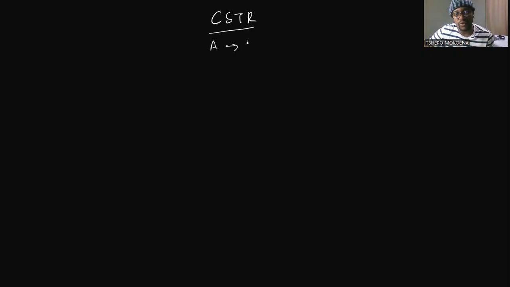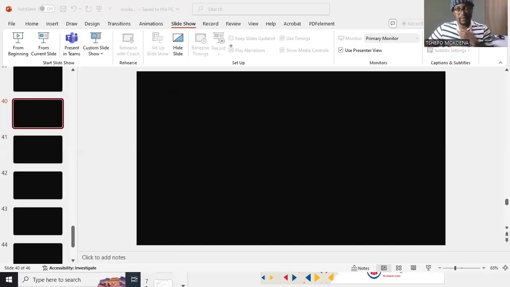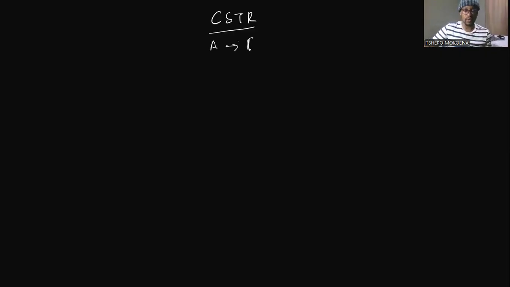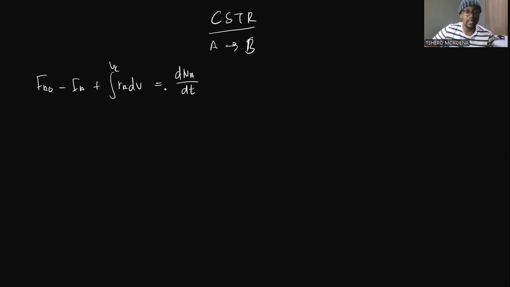Let's take the chemical reaction where we have A converting into B. When we start at the GMBE, we express it in terms of molar flow rate. So we have F sub A0 minus F sub A plus the integral over V_R of r_A dV is equal to dN_A divided by dt. So this is the general mole balance equation.